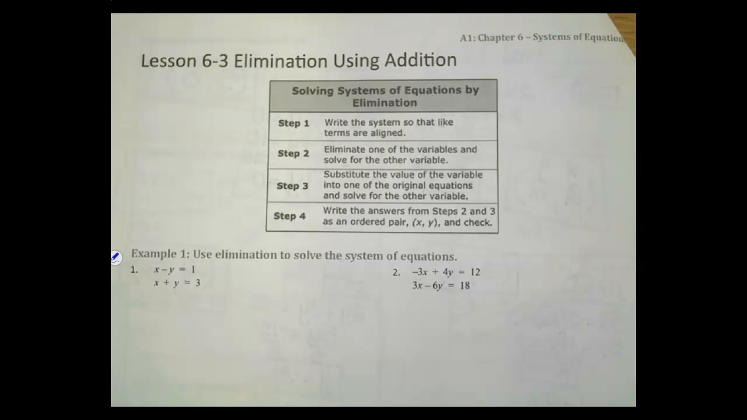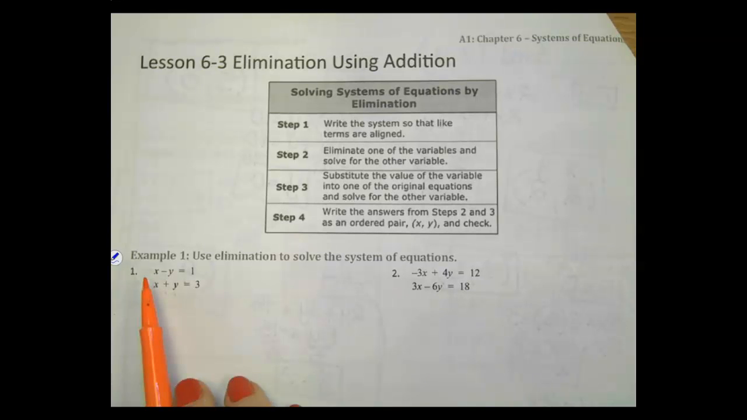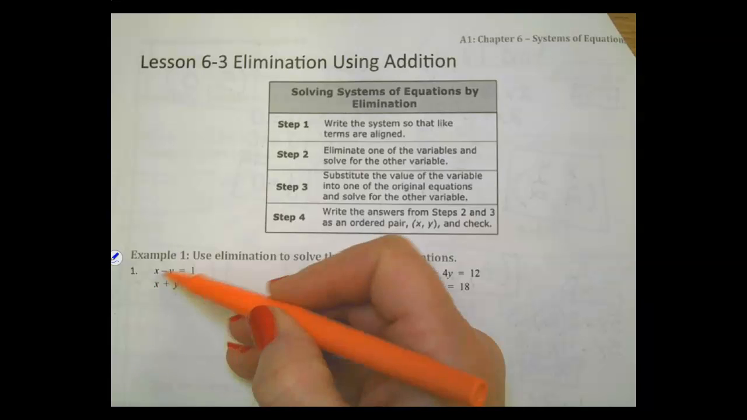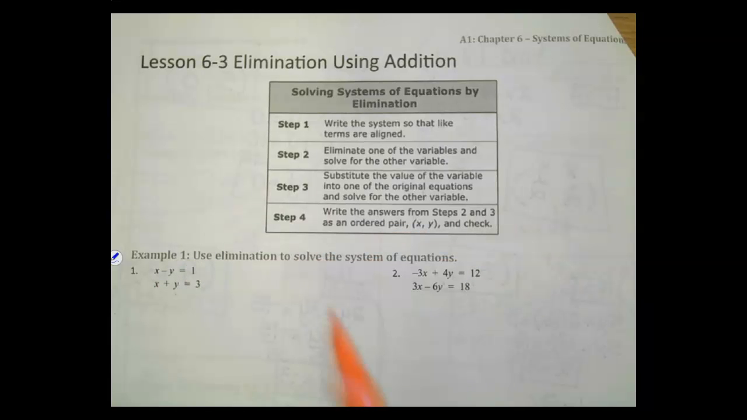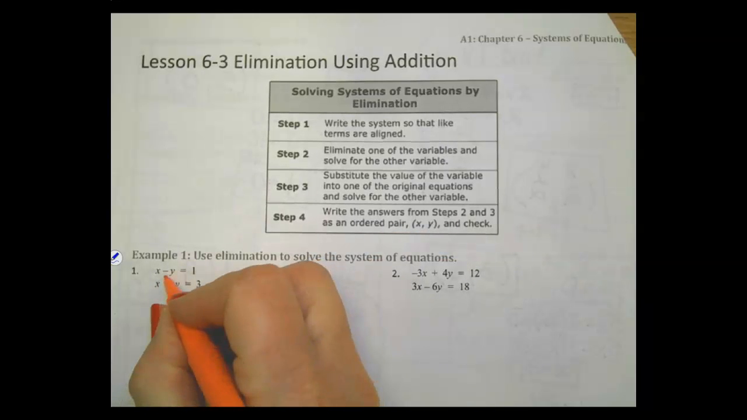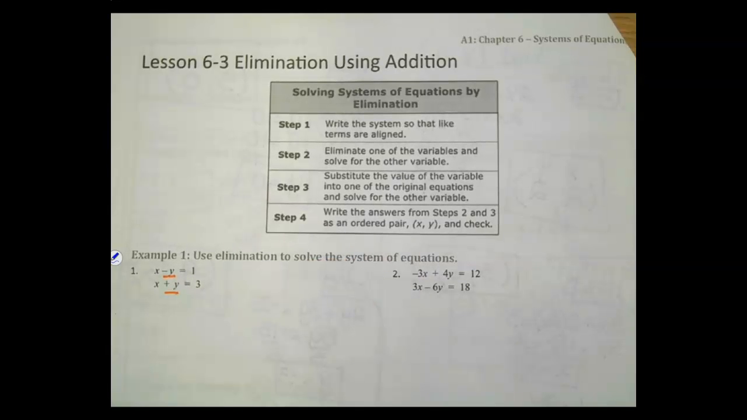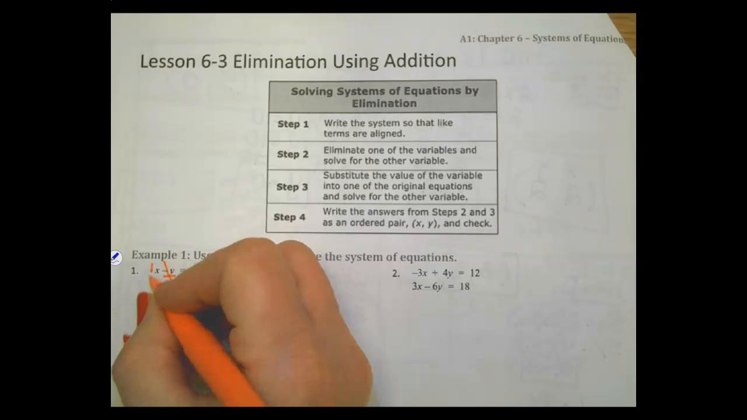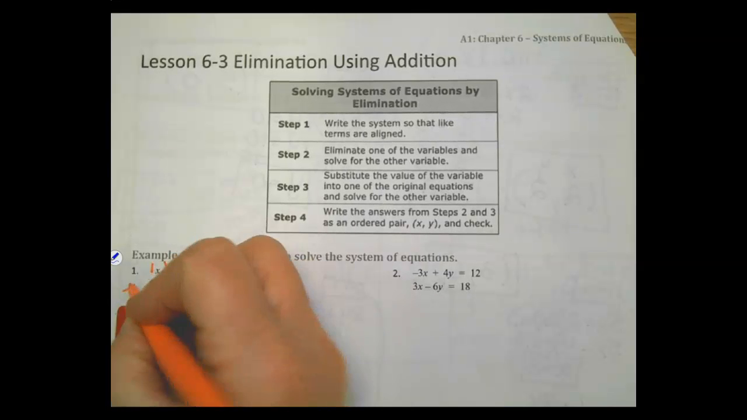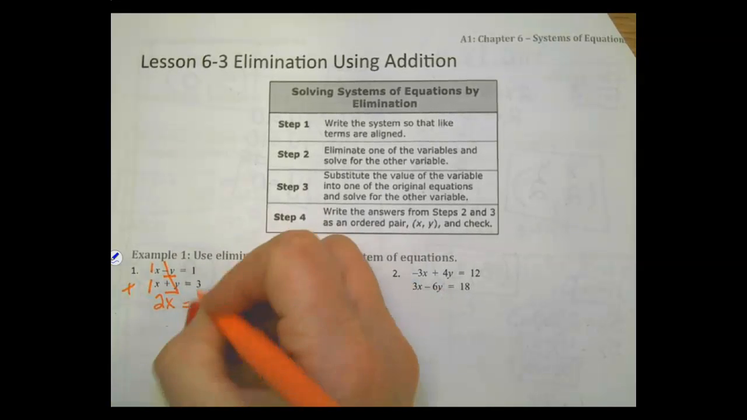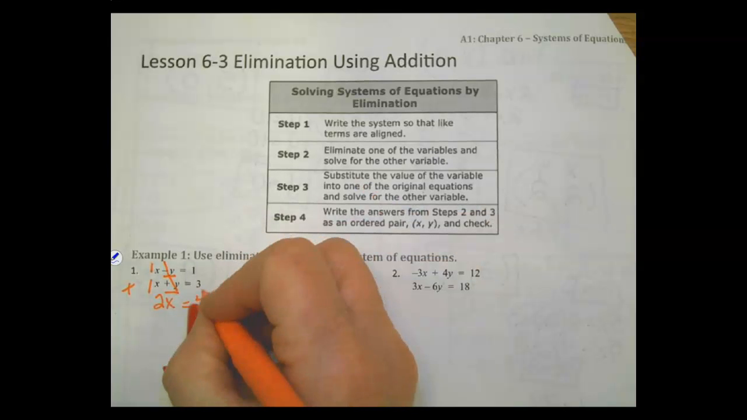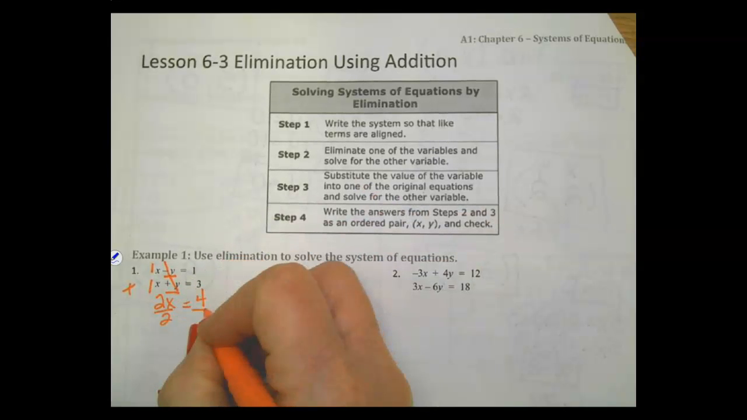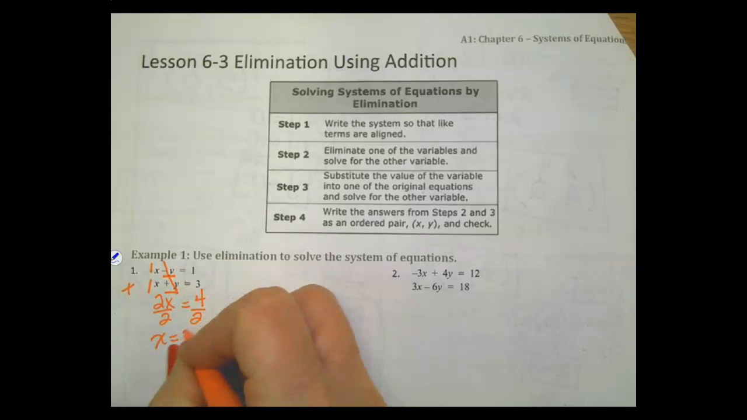So here we go. If we look here, they're aligned: x on top of x, y on top of y. You can see here that we have a minus y and a plus y. So we're going to eliminate the y's, gone, and we end up with 2x, because 1x plus 1x is 2x. Then we add these through addition. That's 4, divide by 2, divide by 2, and x equals 2.